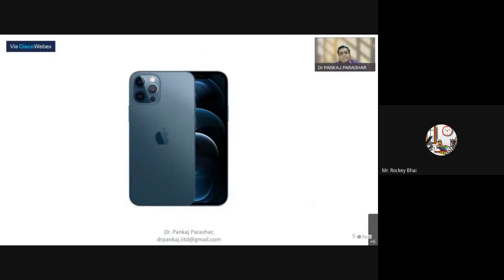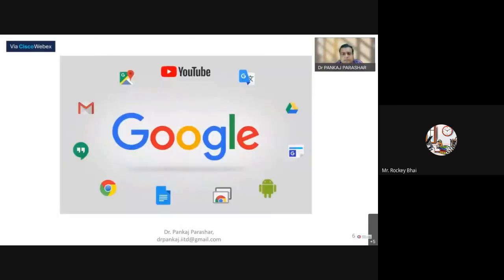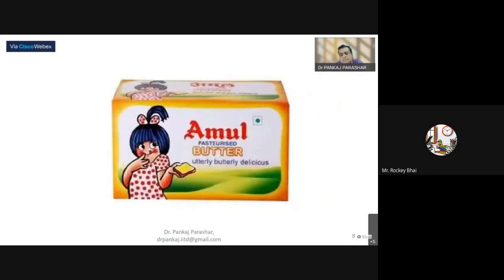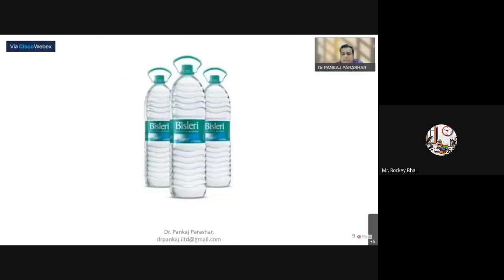What is this? What do you see here? It's an iPhone, the latest version, 12 Pro. What do you see here? A Google logo, Google, and other products that Google has. What's this? This is Pride of India, the BrahMos missile. What is this? It's Amul butter. What's this? Bisleri packaged drinking water. Here I'm giving examples, not to name any product specifically, but just giving examples.